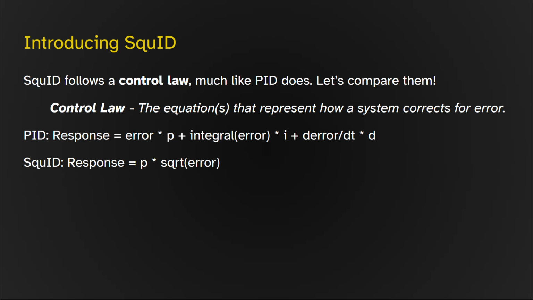So it's a relatively simple equation. It's not super hard to understand. All the terms are basically just constant multipliers. SquID is even simpler. If we look at the SquID equation, the response that it's going to try to do is just a constant times the square root of the error. And at first, you might be like, that doesn't make any sense. Why would we want to multiply the square root of the error? And we will get to that. But first, let's talk about some important caveats for SquID.